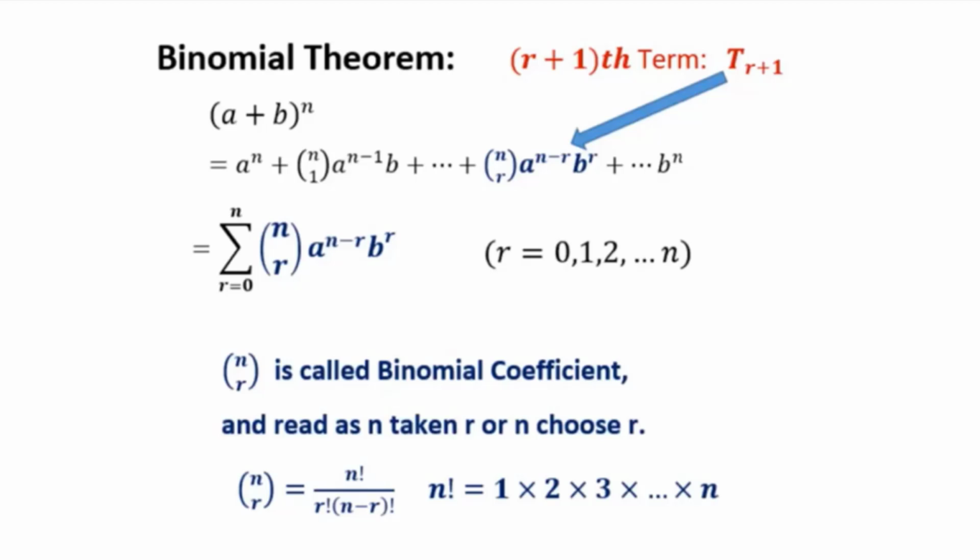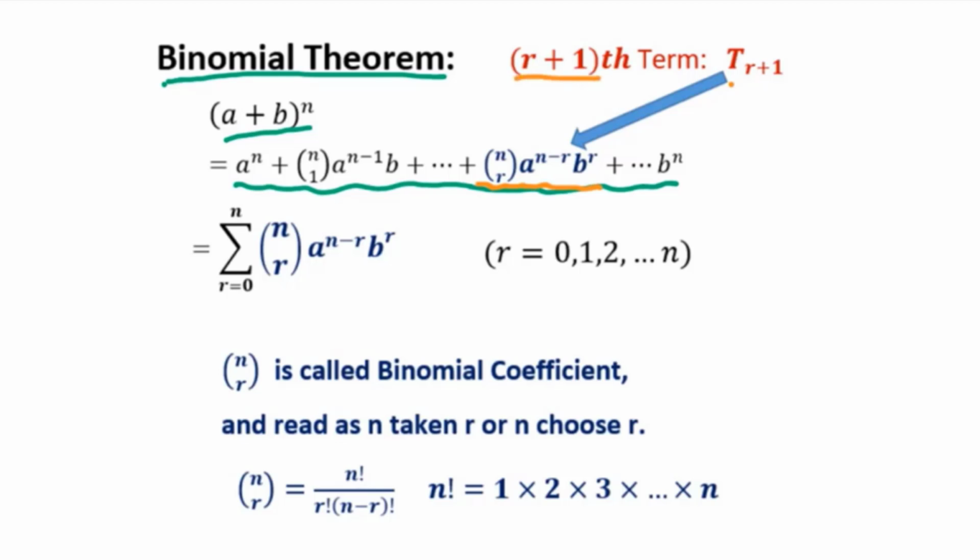This video is about binomial expansion. We have the binomial theorem, (a + b) to the nth power. We can write it this way. The (r + 1)th term is this one. Remember, this is the (r + 1)th term. So we can write it in sigma notation like this. Remember, this r starts from 0.